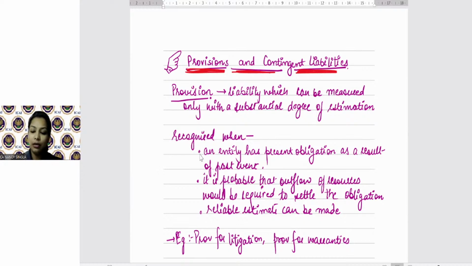Now tell me, with respect to provisions and contingent liability, which AS comes to your mind? Also tell me whether you have an idea as to what is a provision, what is a contingent liability.